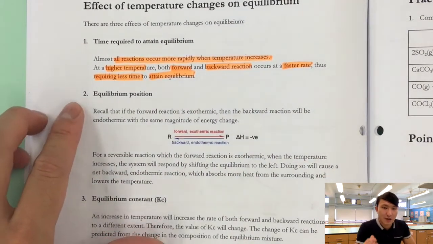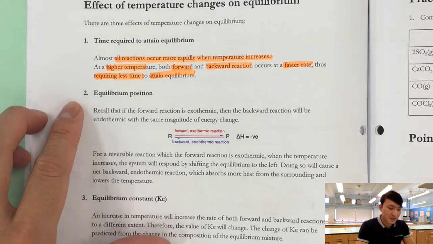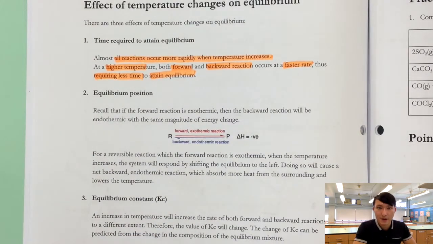Now, the second one, about the equilibrium position. Now, first of all, refresh your memory. We have exothermic reaction and endothermic reaction. Exothermic reaction is a reaction that releases heat. Endothermic reaction absorbs heat. Now think about it.